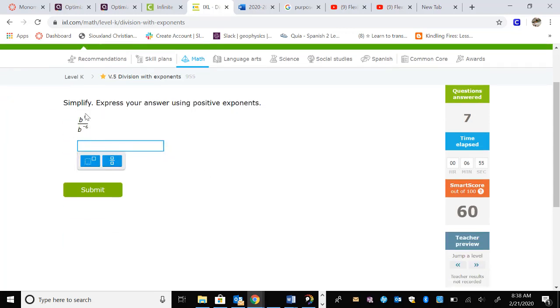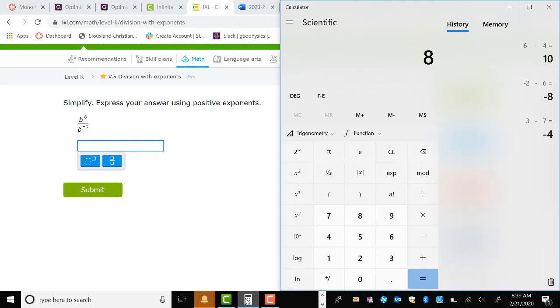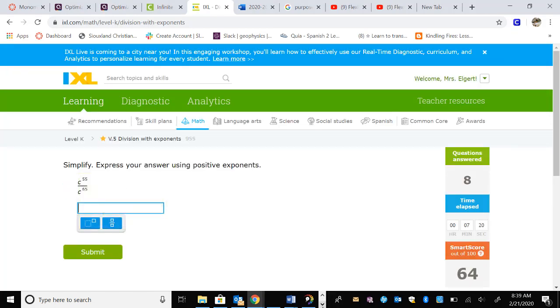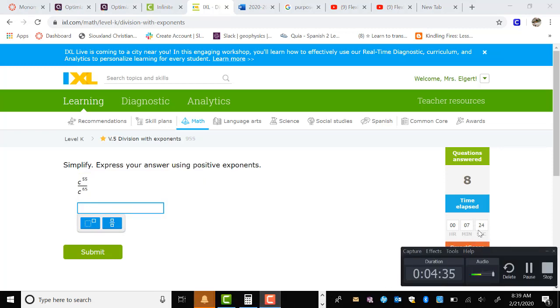I'll try to find us a harder one. Here we go. 8 and negative 6. If I go to my calculator, I would have 8 minus negative 6, which would give me a positive 14. So it would be b to the 14th. Okay, so that's what you're going to work on next. Go to the next module or the next part of the module and get your work done.